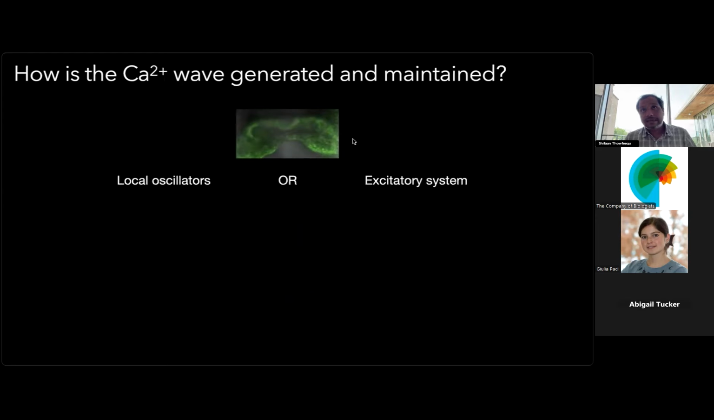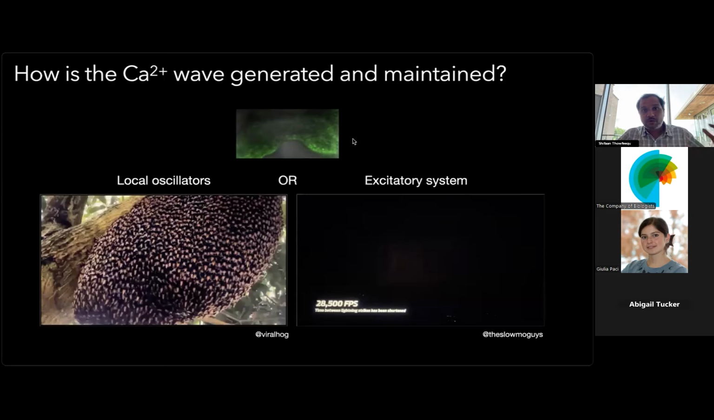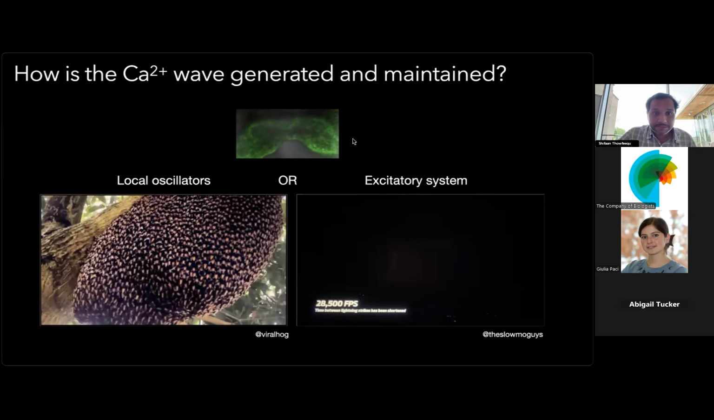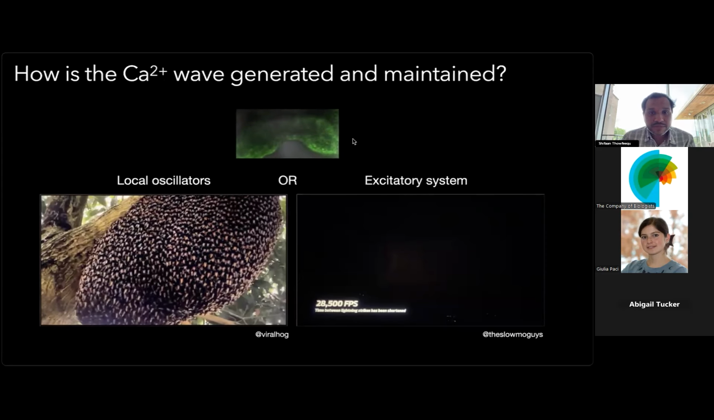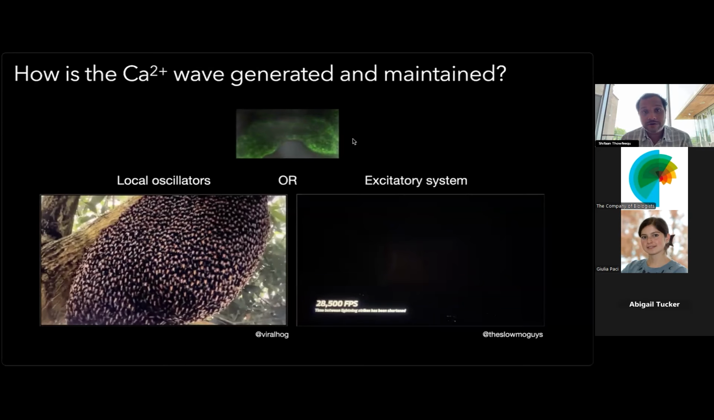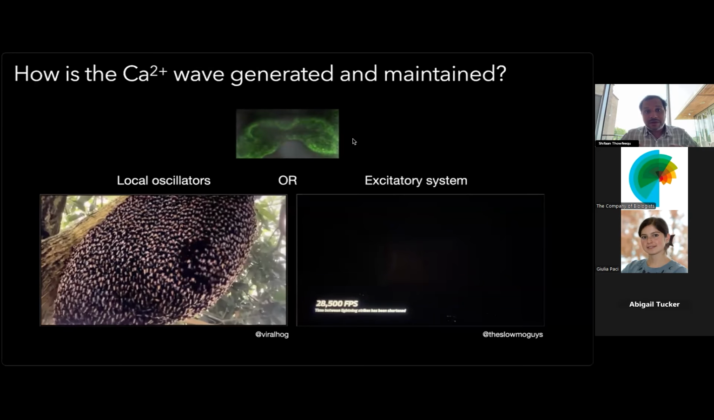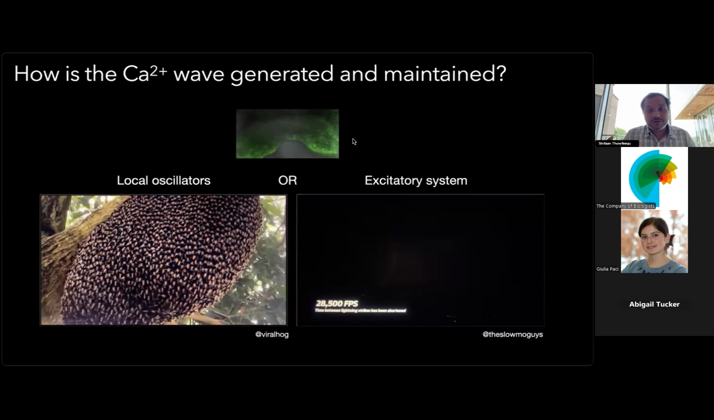So be it an asymmetric or a symmetric wave, there is some means by which the cells are coordinating and coupling with each other. So in nature, there are two ways in which you can get such coordination. One system, the example I'm showing here on the left, is one that's dependent upon what are called local oscillators. So here you see a group of bees sending up a warning signal where you have a wave propagating through the whole swarm.